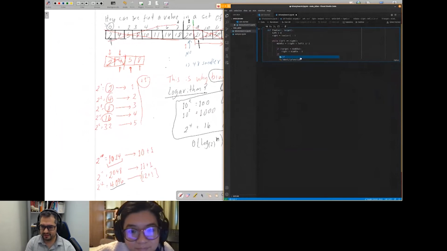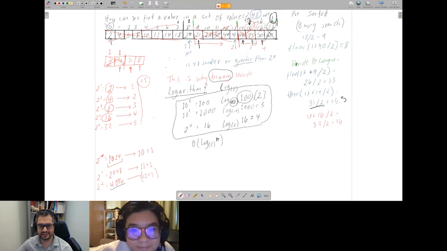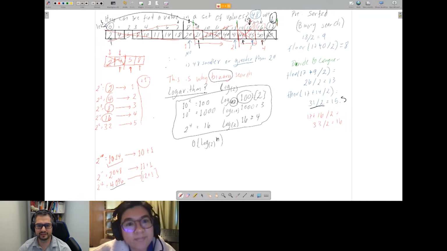Then L, I think it's L, if the target is greater than the middle, which is the case. Don't forget the D, which is the case we were looking in here, 48. We were looking at 20. It's greater. So then I will move this left that was here. This was left right here. I'm going to move this all the way to here.